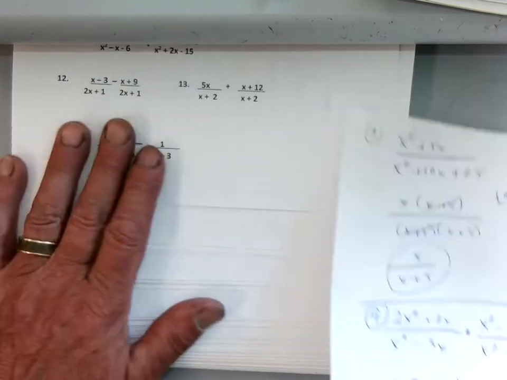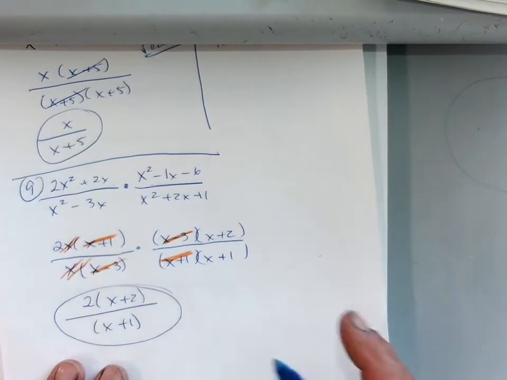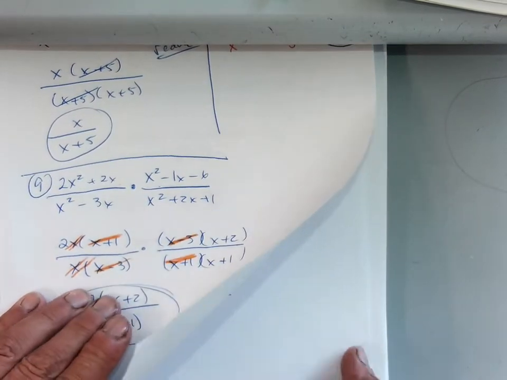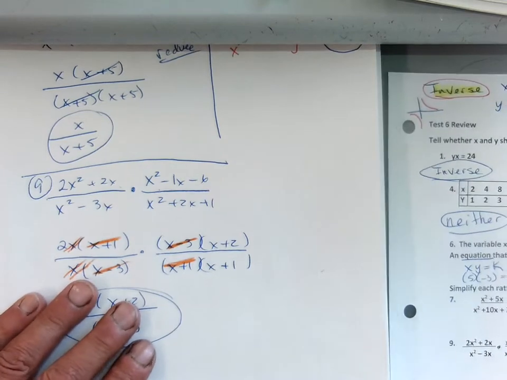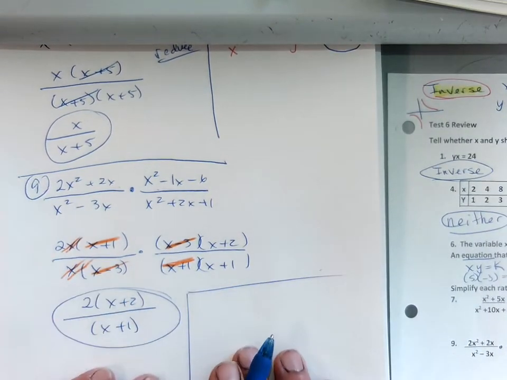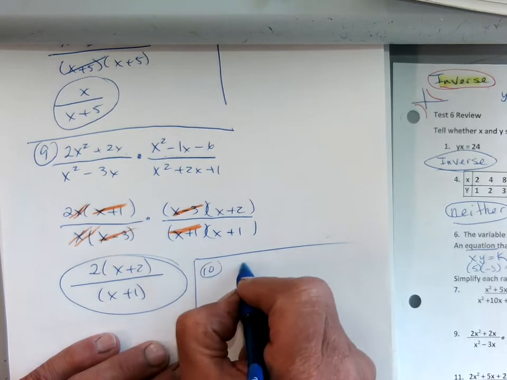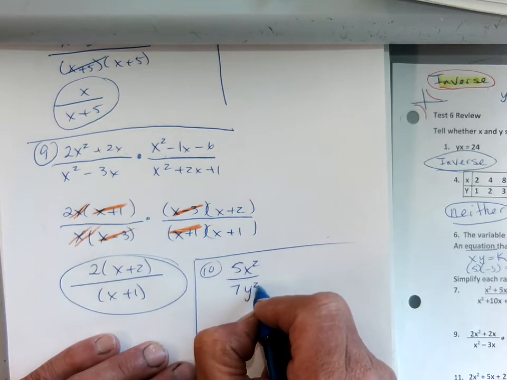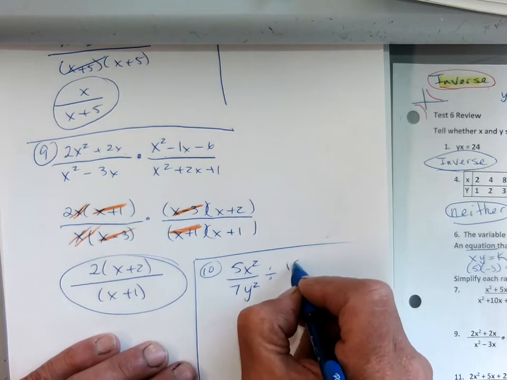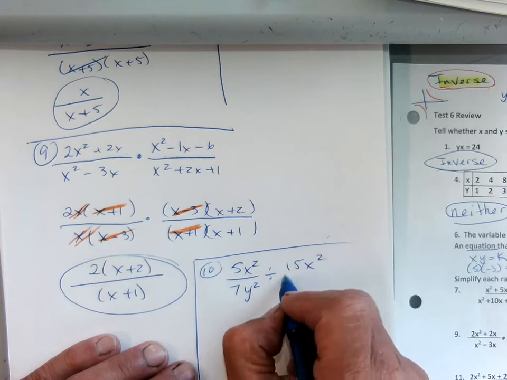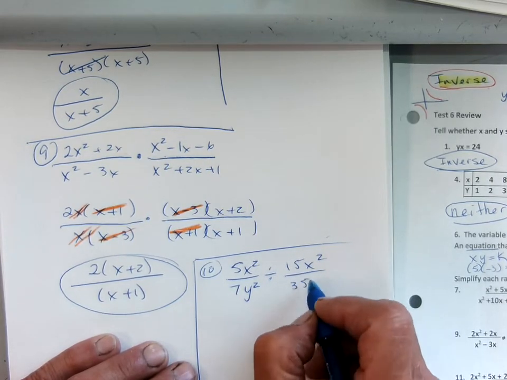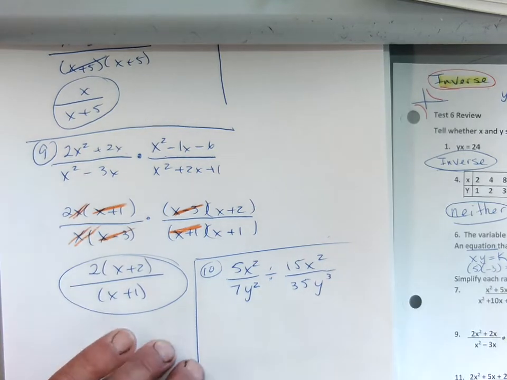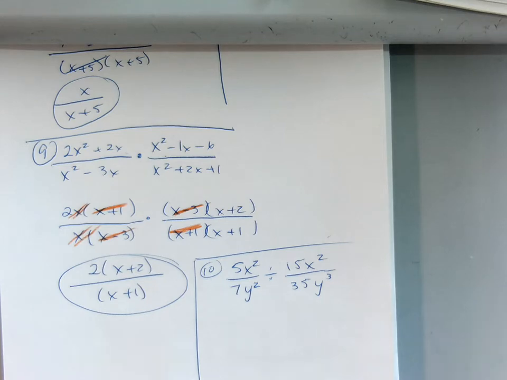Okay. You guys ready for number 10? Okay, I will write 10 down. While you're doing that, I'm going to write 10 down, okay, so we can see it. 5x squared over 7y squared divided by 15x squared over 35y cubed. Okay, there's number 10. I'm just rewriting it so I have room to work, okay? Well, the first thing I see, okay.